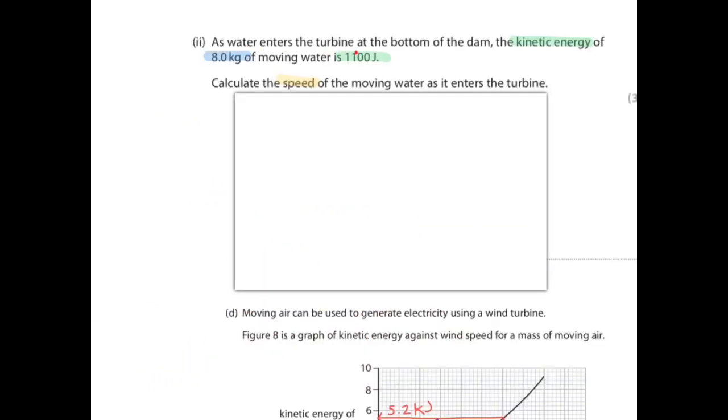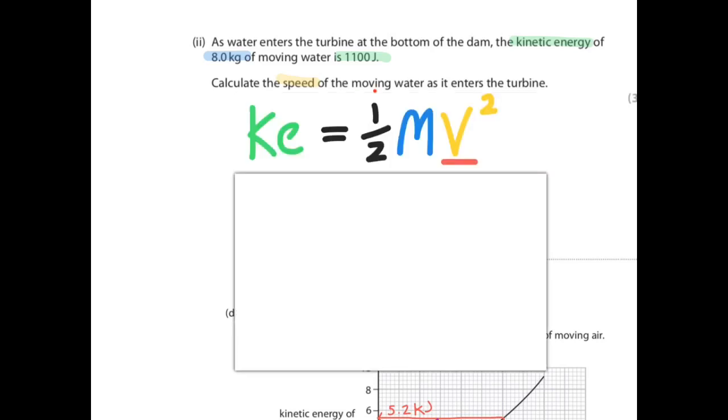As water enters the turbine at the bottom of the dam, the kinetic energy of 8 kilograms of moving water is 1,100 joules. Calculate the speed of the moving water as it enters the turbine. So this time we've got energy, we've got mass, and we want to work out speed. This is now involving this equation, kinetic energy equals half mv squared, where speed is being substituted for velocity here, so how fast something's moving.